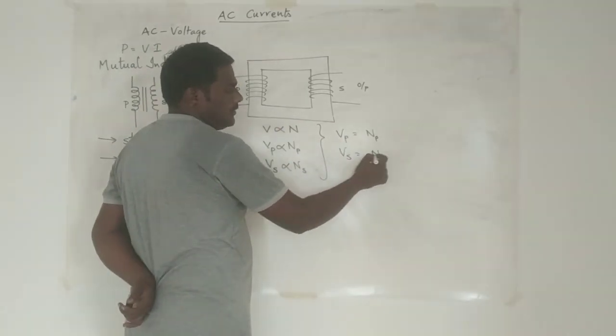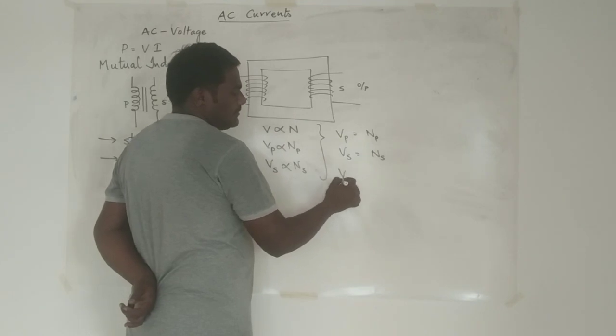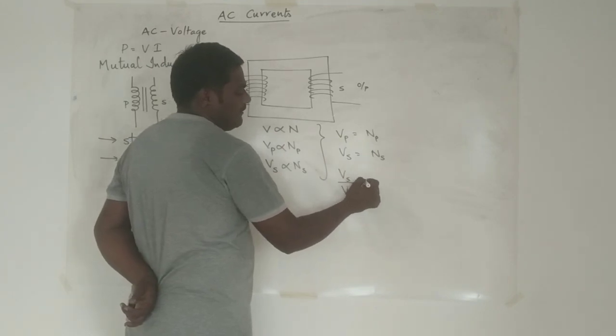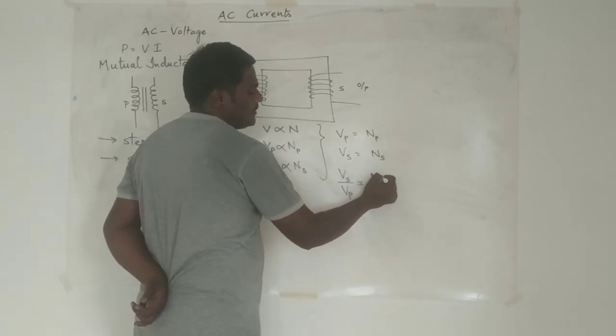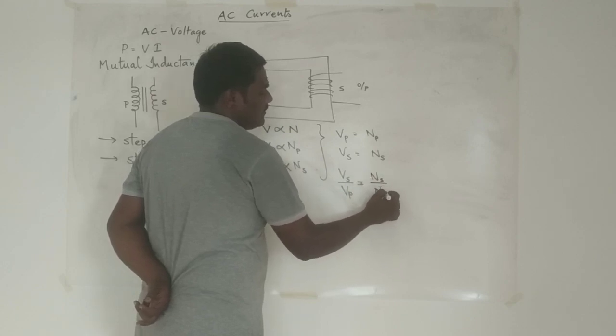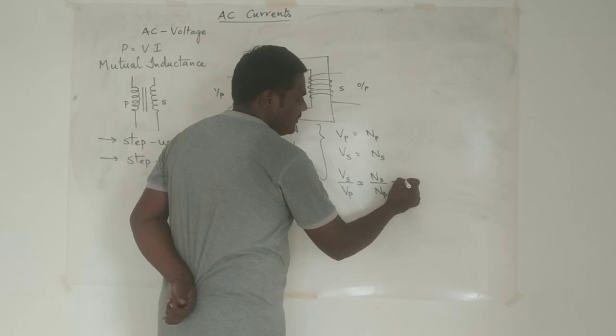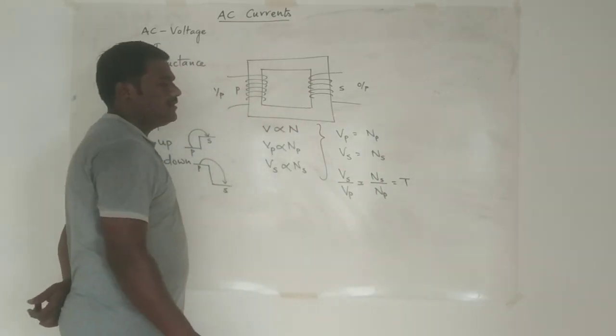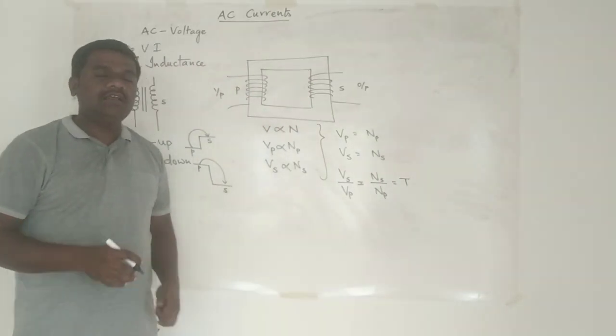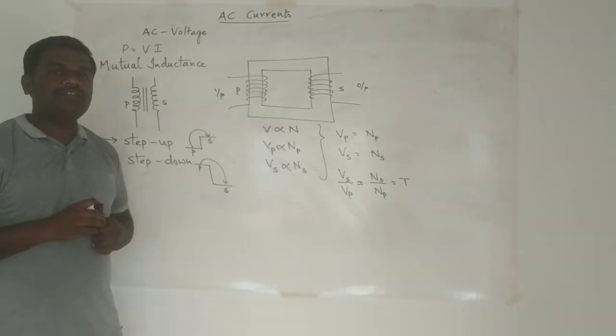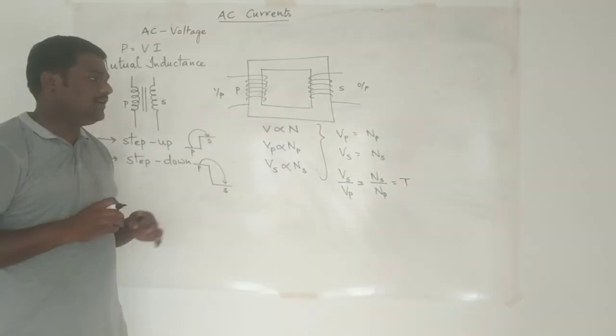See, you take Vs by Vp, equation 2 by 1, and that is equal to Ns by Np. LHS by LHS, RHS by RHS. And this will be equal to a constant known as T, where T stands for turns ratio.